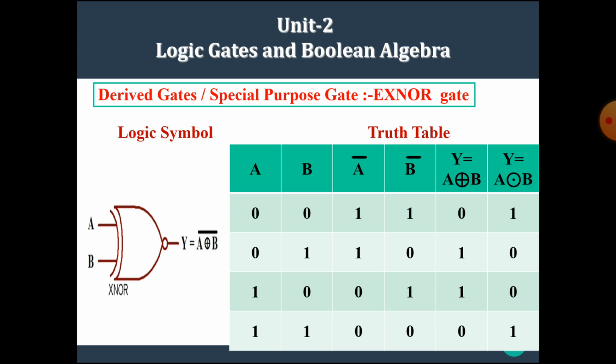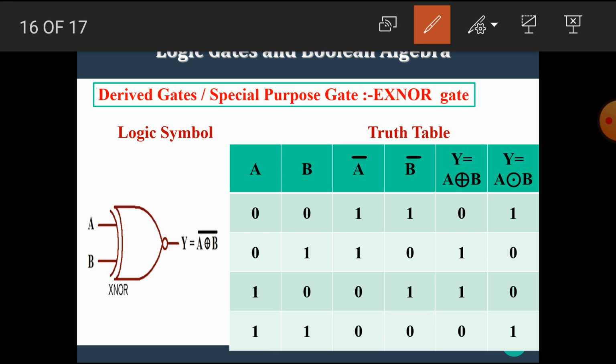Okay, its truth table: we know that the truth table of the XOR gate is 0 1 1 0, and if we complement this, 0 becomes 1, complement of 1 is 0, complement of 1 is 0, and complement of 0 is 1. This is the truth table of the XNOR gate. I hope you all understand all the types of gates.